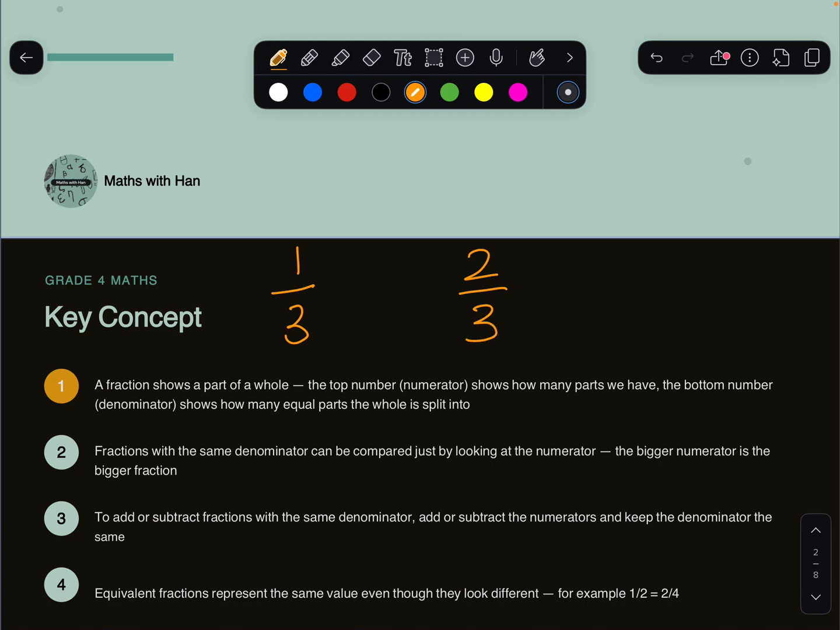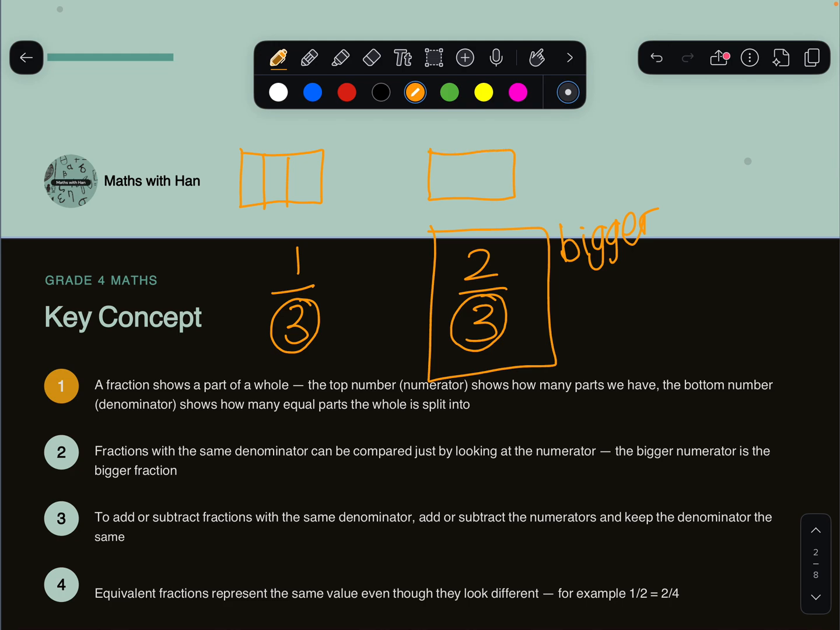What you would do is just look: the denominators are the same, so we can just look at the top numbers, and 2 is bigger than 1, so this fraction is bigger. That makes sense if you had a chocolate bar with 3 pieces. You can see 1/3 is just that little block, but 2/3 is 2 of the blocks, so that is bigger.